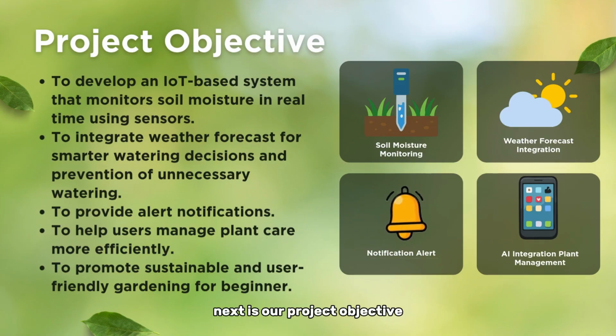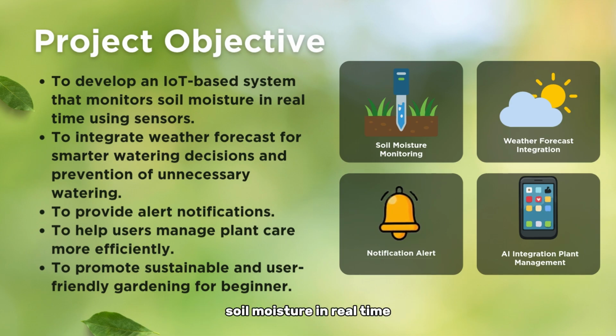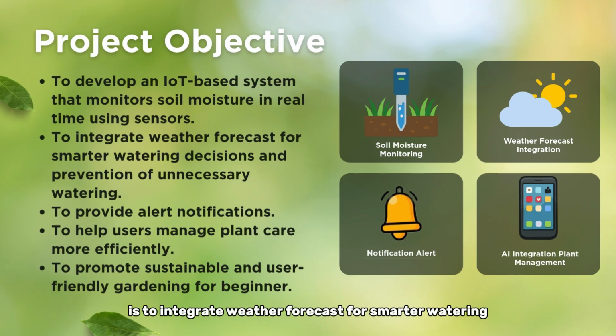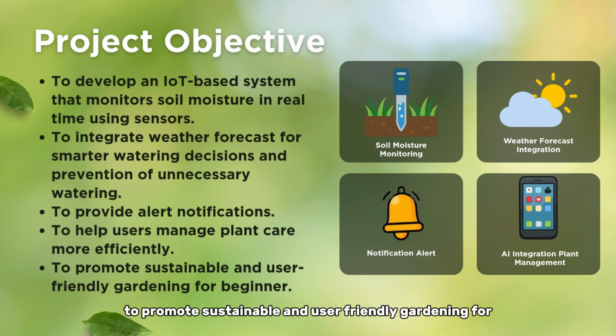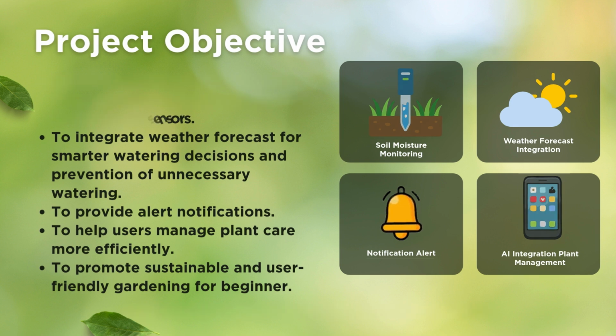Next is our project objective. The first objective is to develop an IoT-based system that monitors soil moisture in real time using sensors. Second is to integrate weather forecasts for smarter watering decisions and prevention of unnecessary watering. Third is to provide alert notifications. Next is to help users manage plant care more efficiently. Lastly, to promote sustainable and user-friendly gardening for beginners.